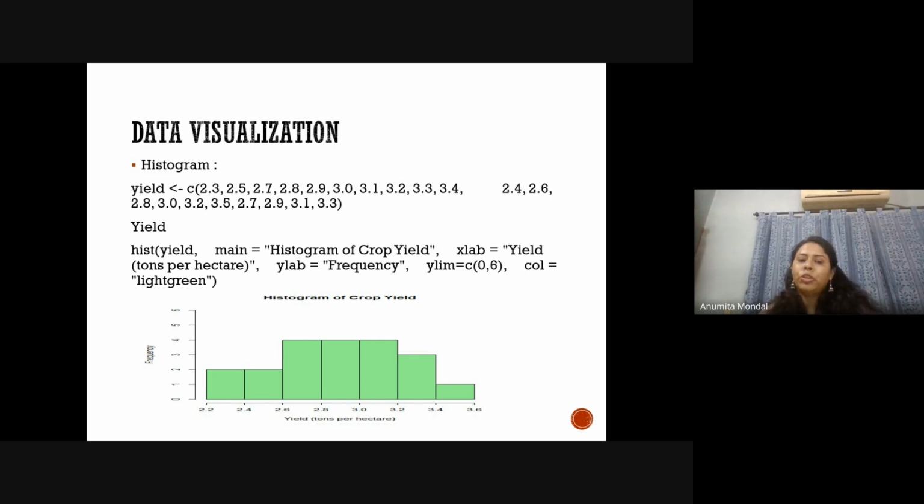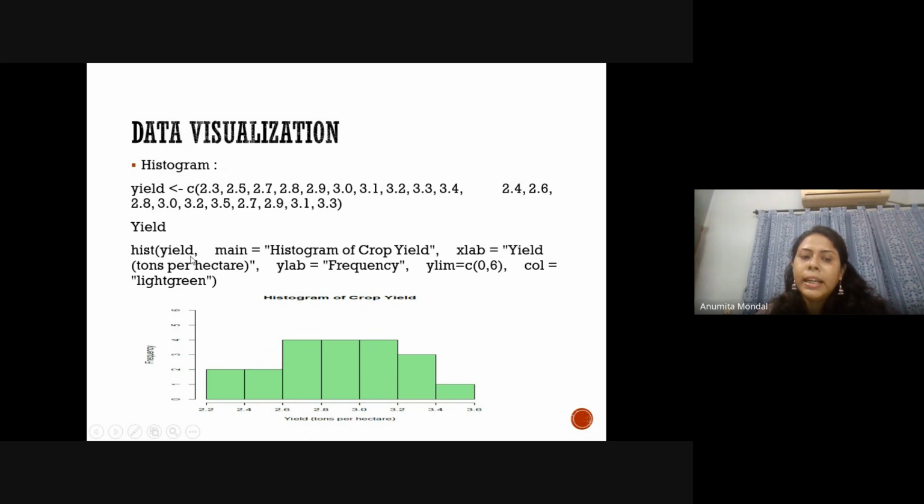Now the next part is data visualization. In this case, I have taken data of the yield, and then we plot the histogram. We use the histogram plot only when the data is continuous.